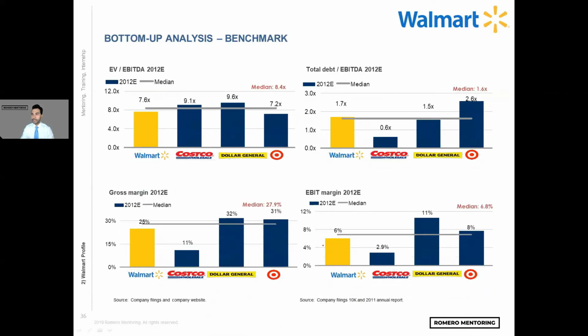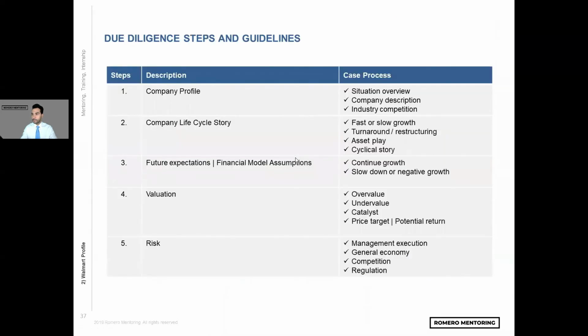The following slide represents a bottom-up analysis as well. Here we have EV over EBITDA multiple numbers, total debt over EBITDA, gross margins, and EBIT margins. This is just a different way of illustrating how Walmart stacks up against the competition. Are they more profitable than their peers? Are they trading at a higher multiple? Are they trading at a lower multiple? This is all part of the concept of spreading comps. This is what you're going to learn how to create in module number 2, valuation. So let's continue here just to gain a little bit of time.